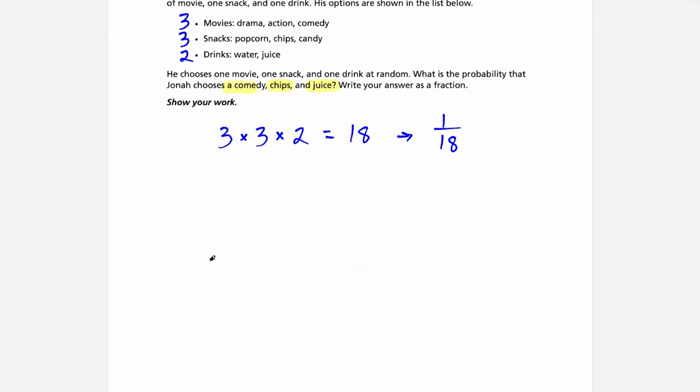But if you really want to see the concept here, what you could do first is you could just list everything. So we could start off here with movies, and we could see that there are 3 options for movies. There's drama, action, comedy.